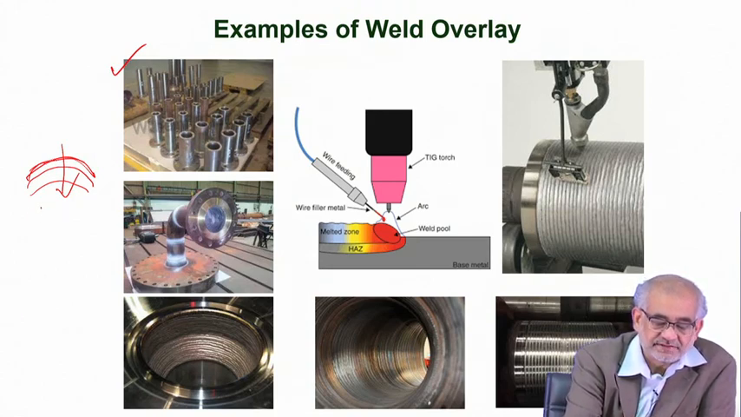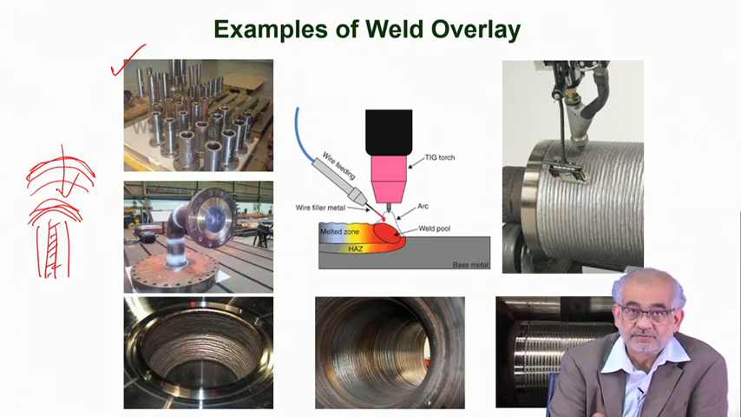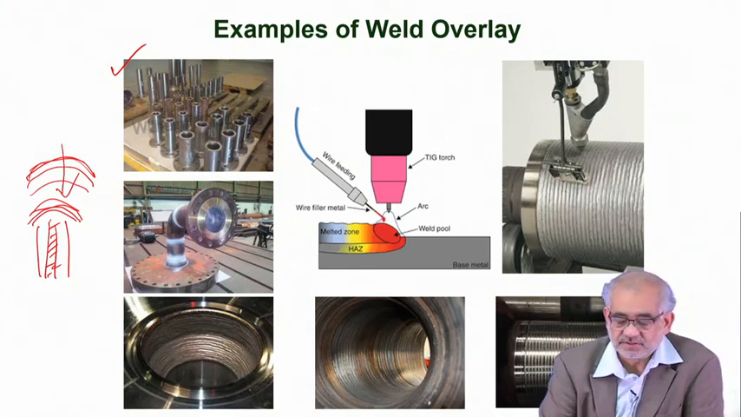So, you would rather do it such a way that if this is the first layer, the second layer will have a certain amount of overlap. Or in the cross section, it would look, if this is the first layer, the second layer will start here. So, there will be a certain amount of overlap. But in the process, you get a fairly good uniform thickness and uniformity in composition.